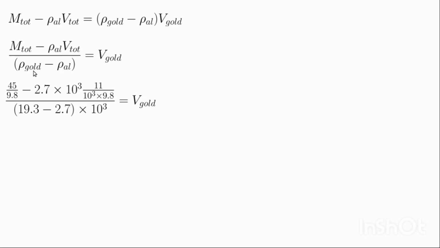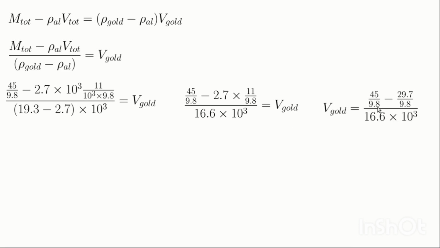All over the density of gold minus the density of aluminum, then we can factorize 10 raised to power 3 out. Now if we simplify this by taking this and this, we have this expression. So 2.7 times 11 will give us this expression. From these points, we can subtract this expression from this and send 9 over 8 to meet this one at the bottom. So we have our V gold to be 15.3 all over 9.8 times 16 times 10 raised to power 3. At this point, we can leave our answer in this form or simplify further.